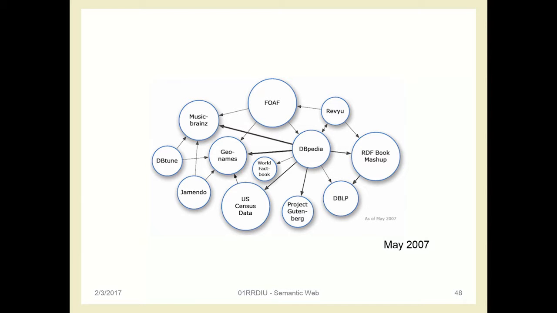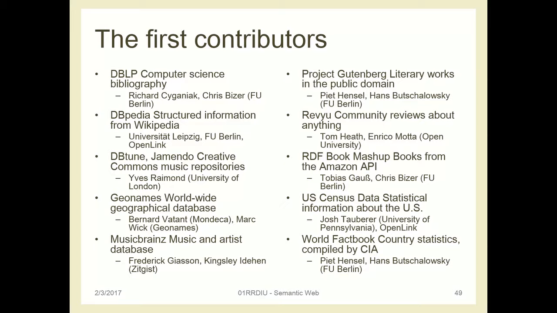This project started in early 2007, and this is one of the first pictures that show what are the initial supporters of this initiative and what are the links. So these are the data sets, for example DBpedia, and the link is oriented showing in which direction there are the links. So for example DBpedia makes references, links to geodata, but in this case GeoNames, and doesn't make the opposite link. So this is the first graph that was addressed. And this is a list of the first contributors. They were the first supporters of this linked data initiative.